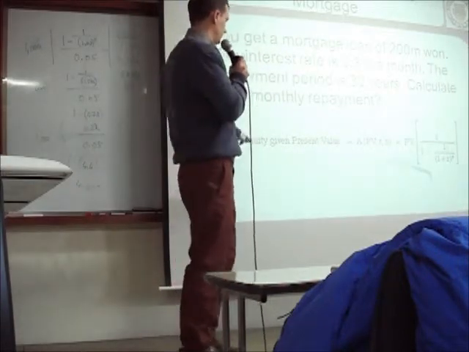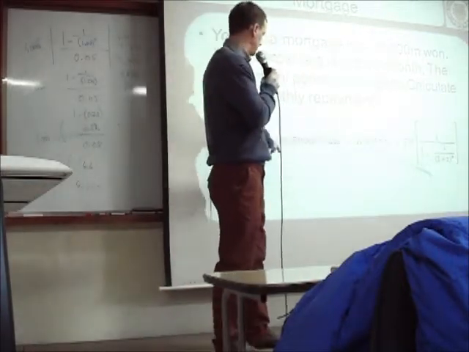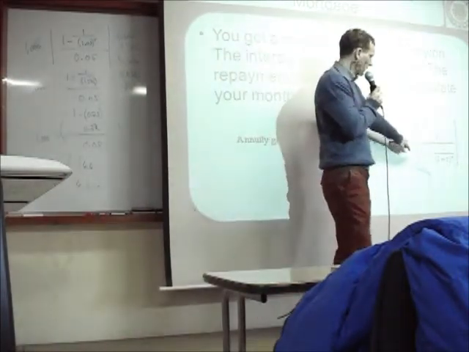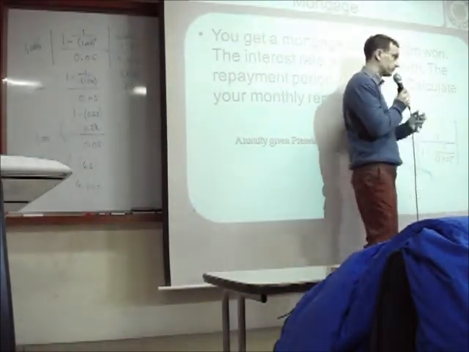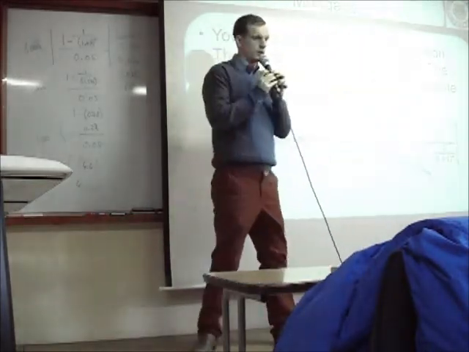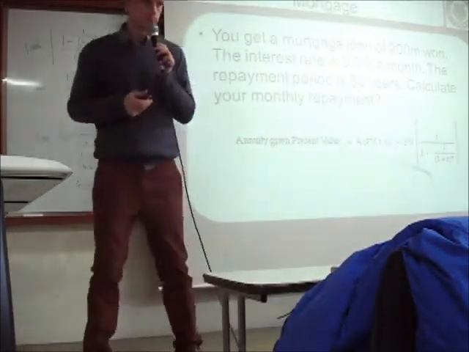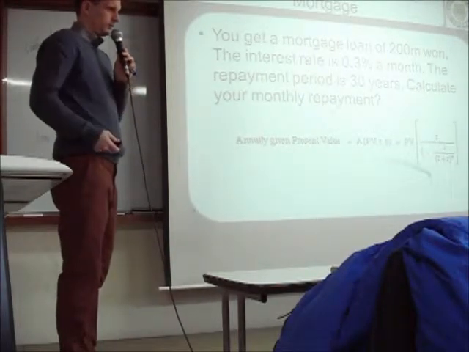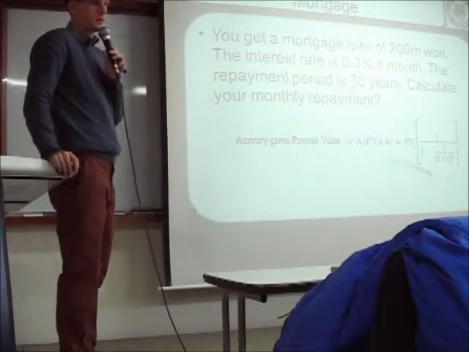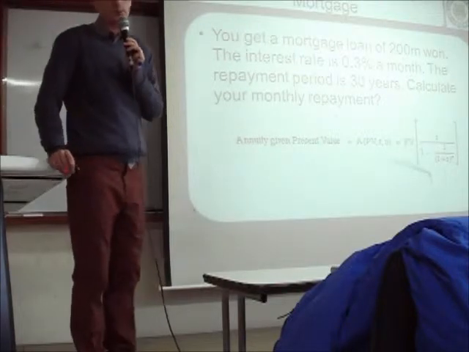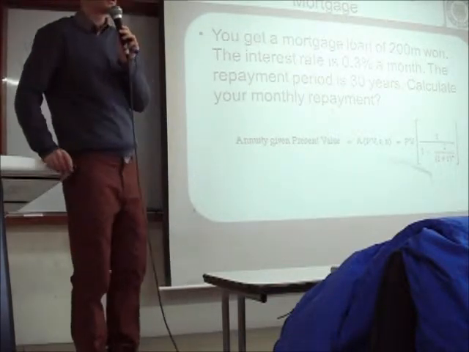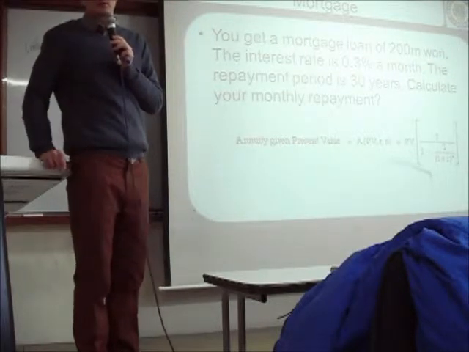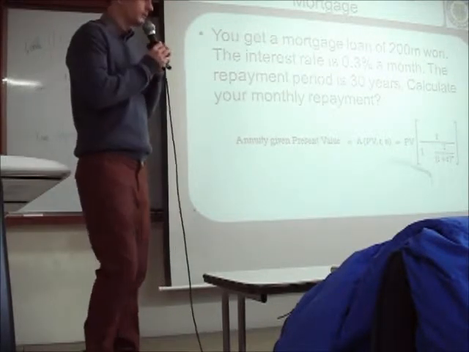So we have another equation, which is annuity given present value. So we know the present value and we want to find the annuity. Okay? So let's try this calculation. So the best way to learn this is by doing the calculation, okay, and making mistakes. That's the best way to learn. So we have to try to do the calculation.